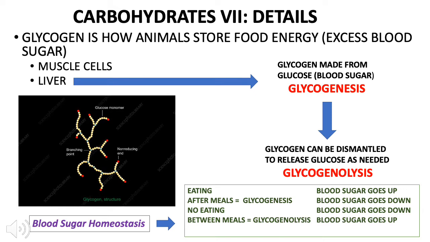So if there's no eating going on, your blood sugar levels go down. And in between meals, it might get to that point where you need to release some glucose. And that process is called glycogenolysis. Your liver dismantles that glycogen, releases that glucose, and your blood sugar levels go back up, which means your cells can be supplied by that glucose as they need it.